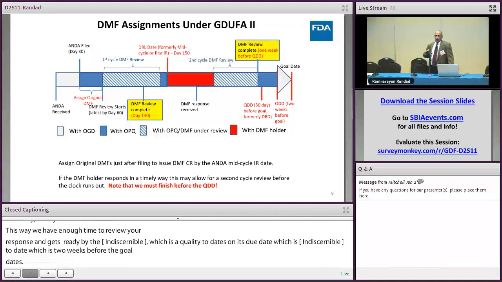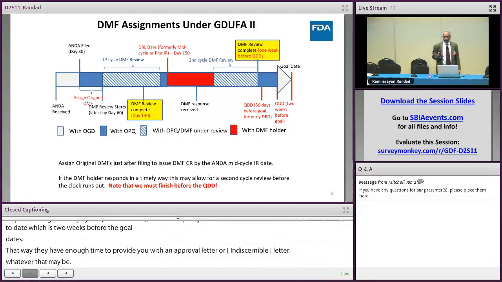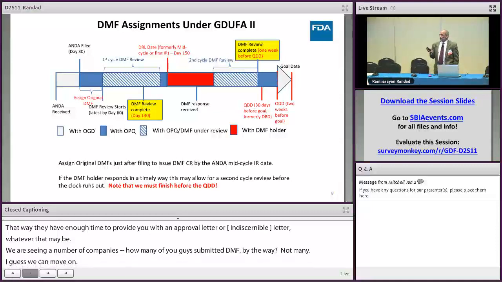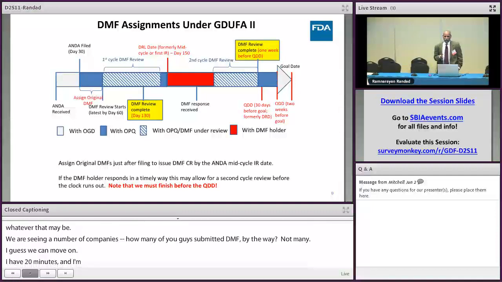So we are seeing a number of companies. How many of you submit a DMF, by the way? 1, 2. So not many, so I guess we could move on. Anyway, I have 20 minutes and I'm going to talk. But a lot of you probably work with drug substance, right? Yeah, that's most important. Without drug substance, it's all placebo.